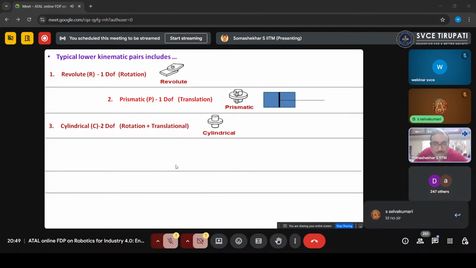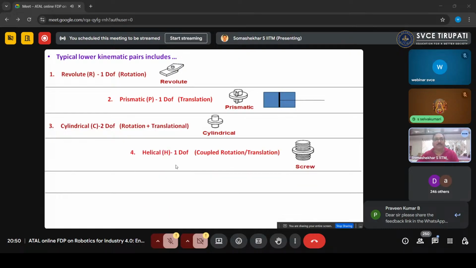Degrees of freedom are very important, friends, when you are determining the degree of freedom of the kinematic joint. As the number of degrees of freedom and rotary joints increases, the complexity of the kinematics increases, as you know from Raja Lakshmi's talk. Cylindrical robot, you will see 2 degrees of freedom. What is the cylindrical joint? It is rotation as well as moving up and down. Similarly, helical is 1 degree of freedom, coupled rotation and translation at a time.